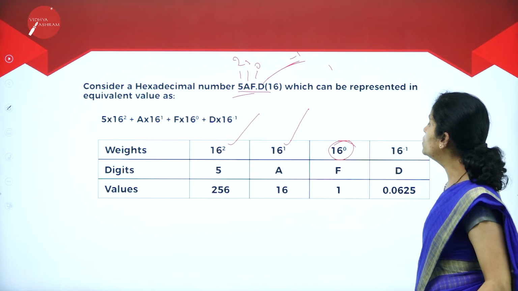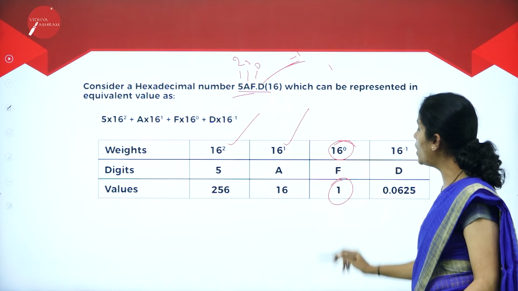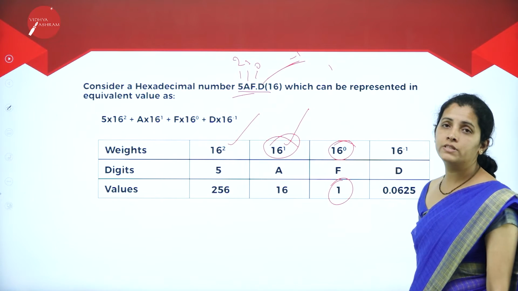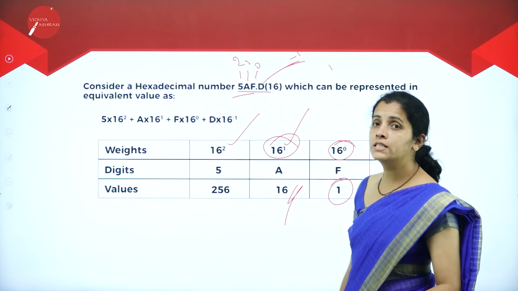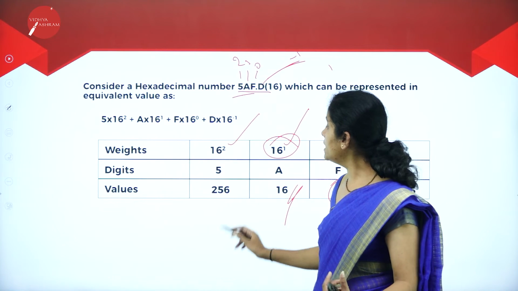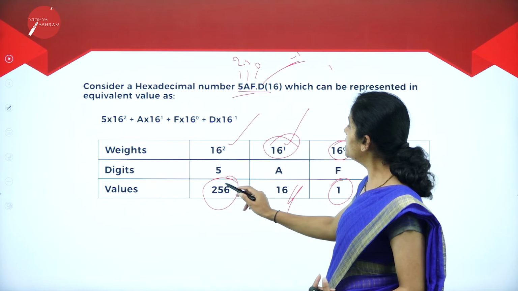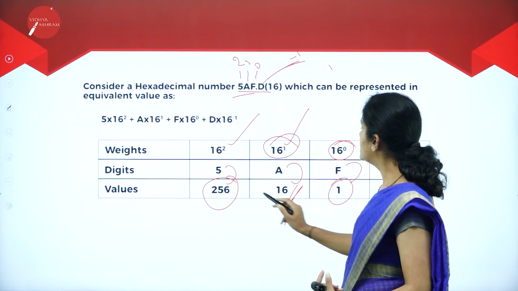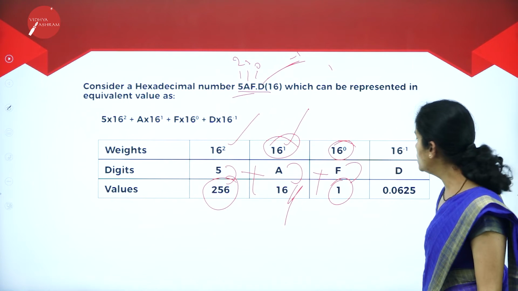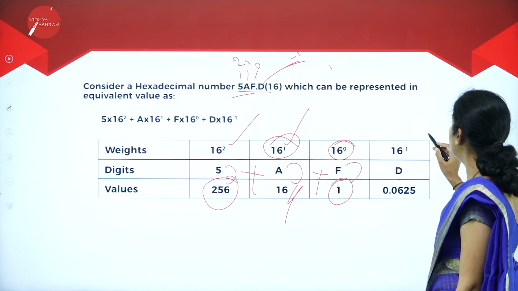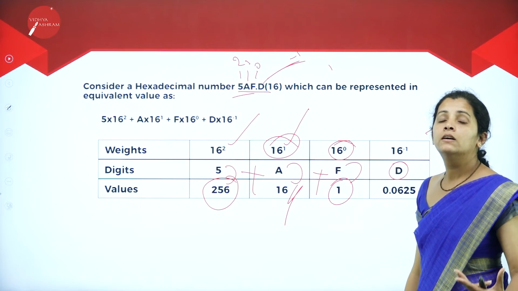Now, what is the meaning of 16 to the power 0? It is nothing but 1. Then what's the meaning of 16 to the power 1? It is 16. Then what is the meaning of 16 to the power 2? Then it is 256. Now what I want to do is multiply these values, then add all the values in order to get the final value. And for D, first find the inverse. So what is D here? D is nothing but 13.